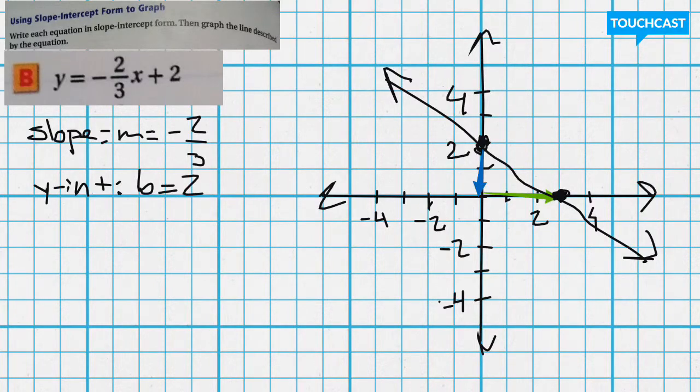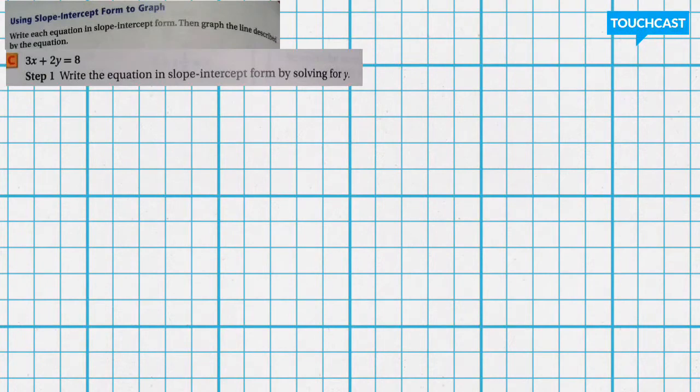So let's look at 3c. If we're given a problem like 3x plus 2y is equal to 8, and y is not by itself, our first step is to actually put the equation in slope-intercept form. Get y by itself. So let's do that. We've got 3x plus 2y equals 8. We can lay down some train tracks to solve for y.